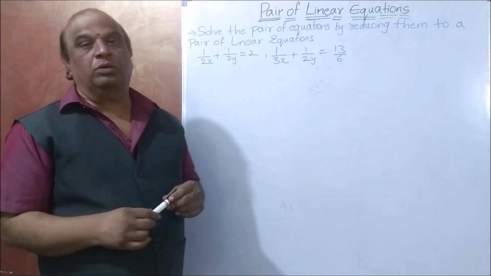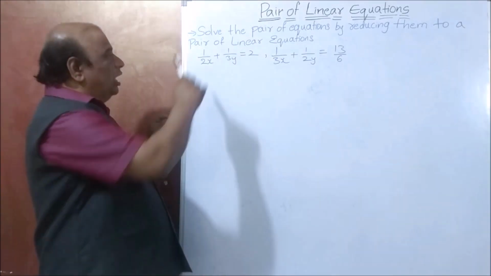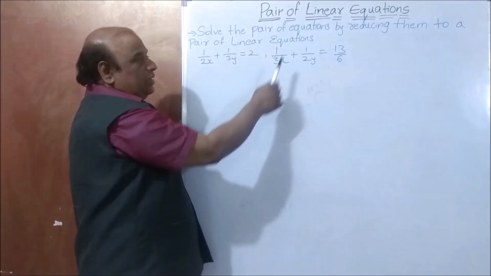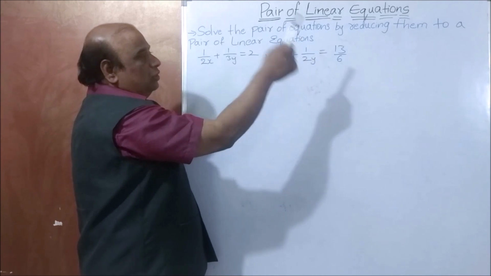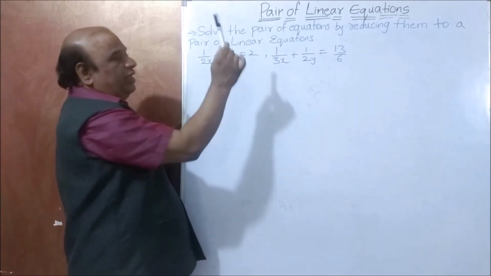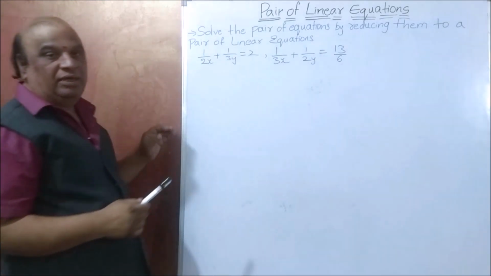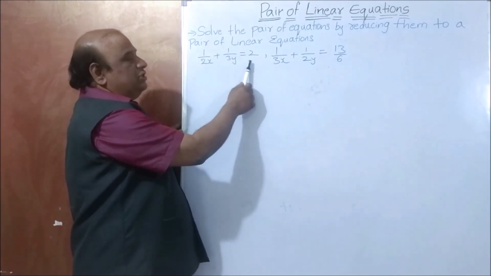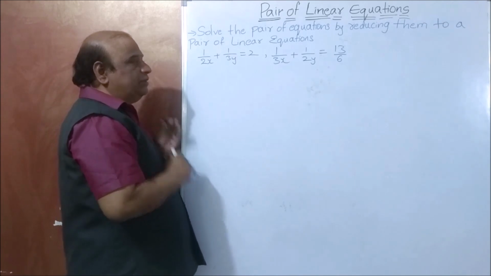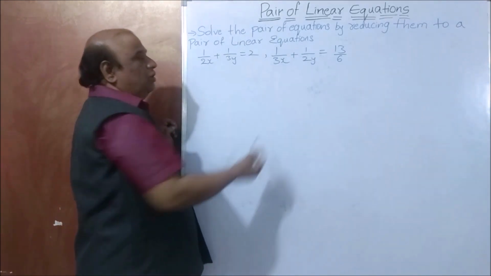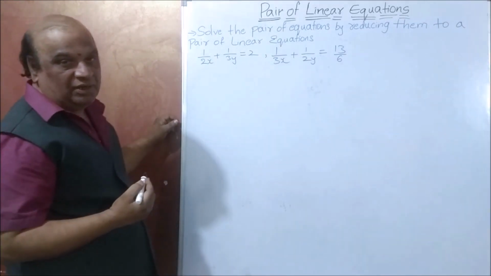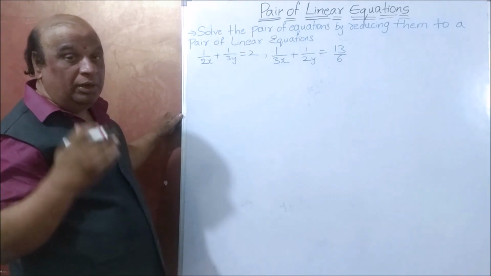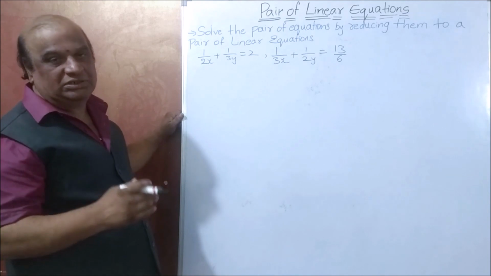Now in this video we are going to solve the pair of equations by reducing them to a pair of linear equations. Here actually 1/(2x) + 1/(3y) = 2 and 1/(3x) + 1/(2y) = 13/6. So these equations we have to convert into a pair of linear equations.